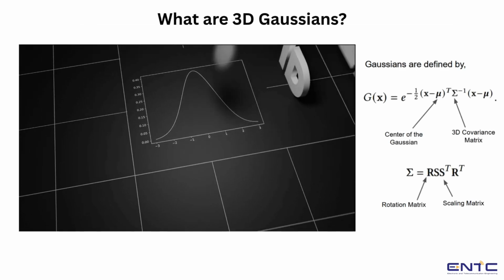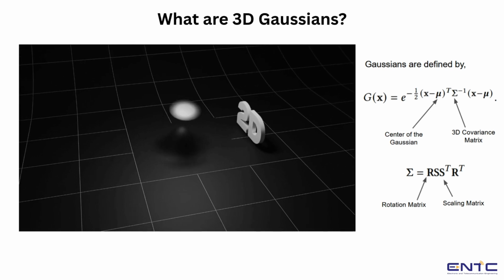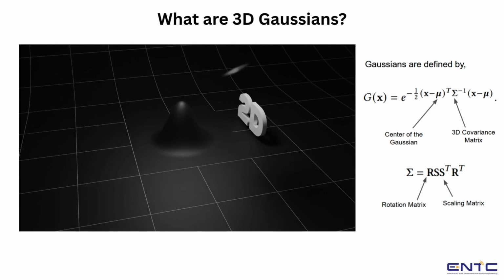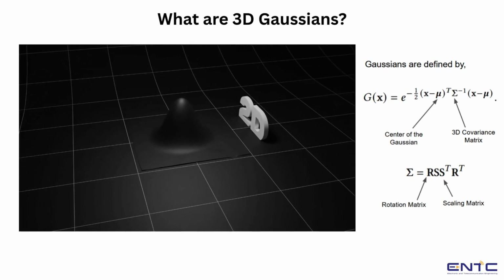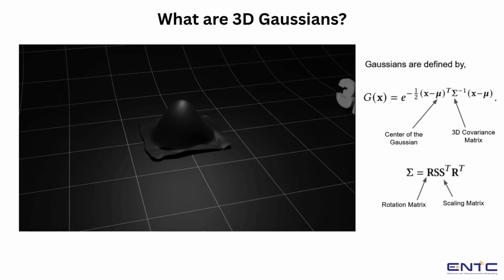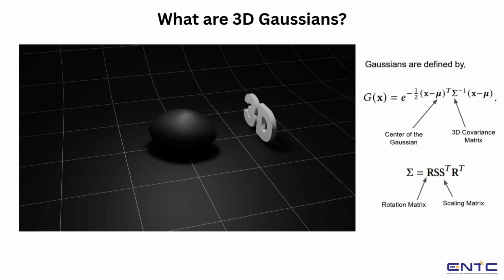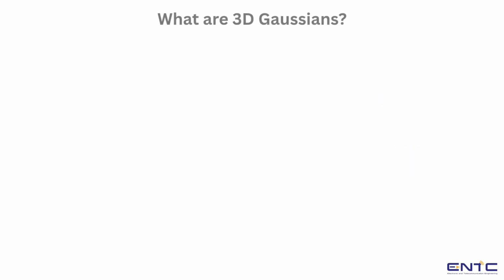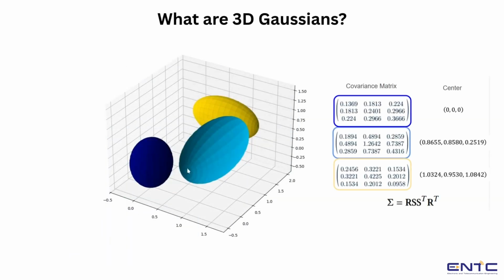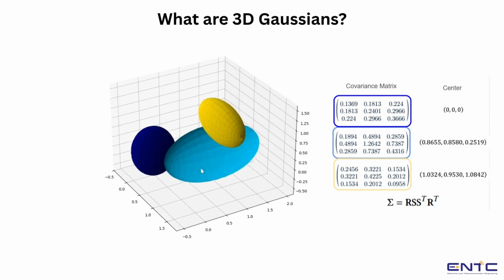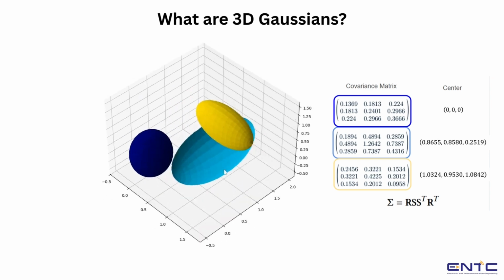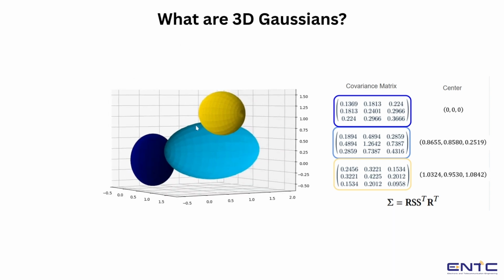Now, what are 3D Gaussians? We are all familiar with 1D Gaussians. Then, when lifted to 2D, it looks like an elliptic disc. In 3D, it looks like an ellipsoid. Various combinations of the center and covariance matrix produce different shapes of 3D Gaussians.